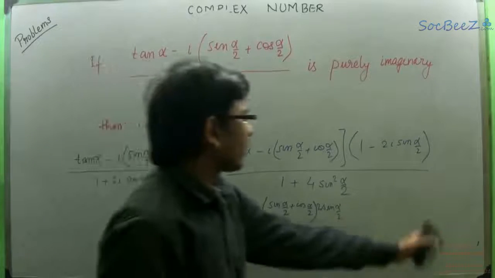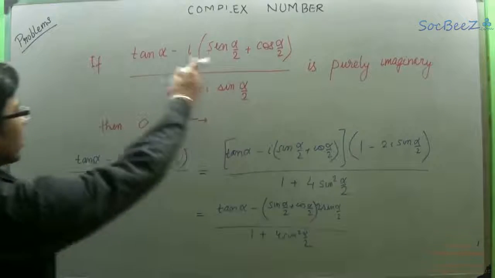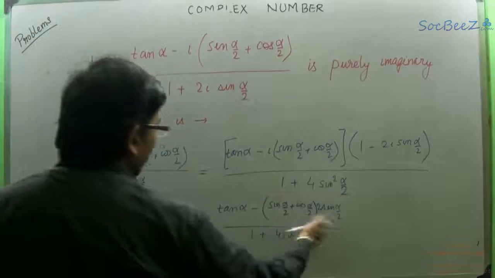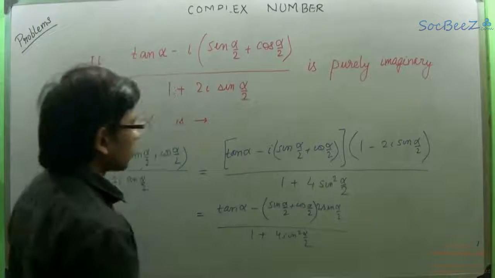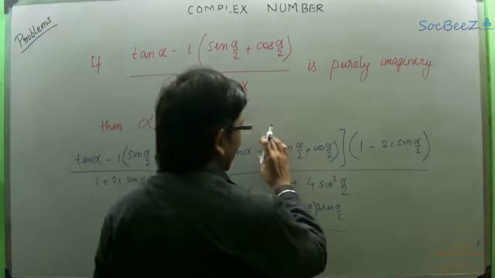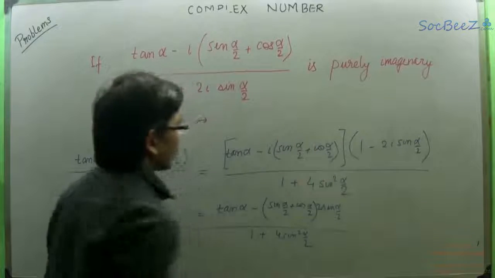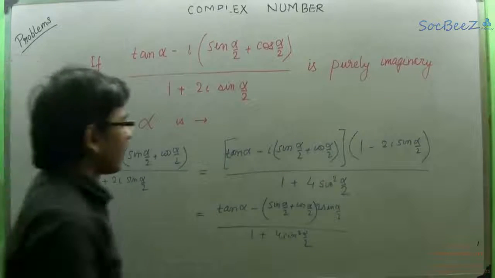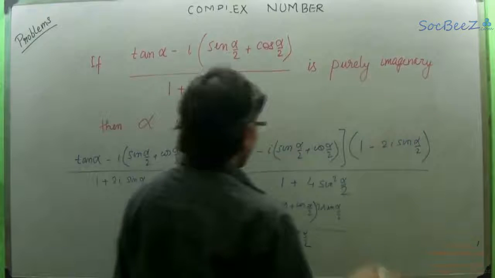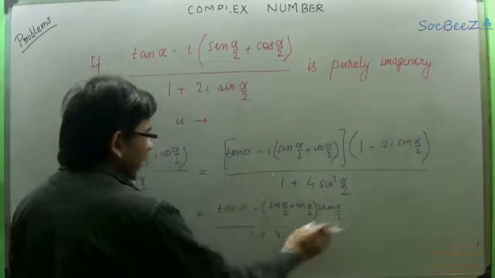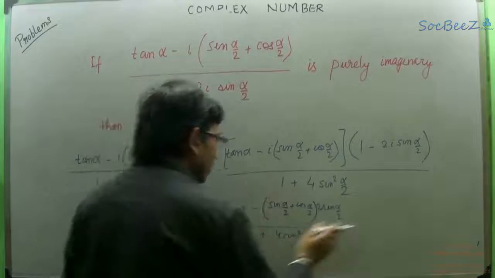We are not going to calculate the imaginary part. Why? Because this is purely imaginary, which means we are just equating the real part to 0. So no need to calculate the imaginary part, the coefficient of i. We are not going to calculate that, because that hardly matters. This is purely imaginary, so we are equating the real part to 0.